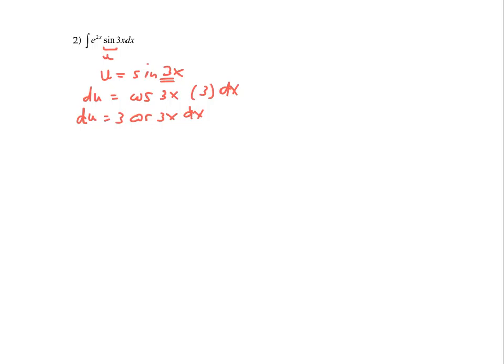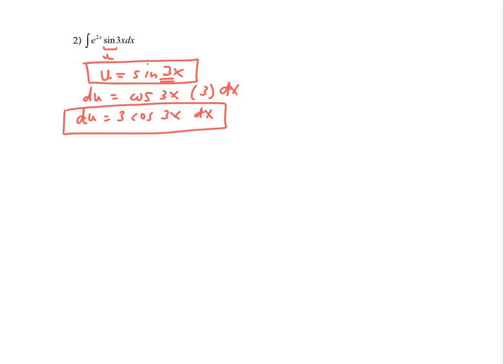I have a little bit of trouble writing with the stylus today. Let me try that again. So it'll be 3 cosine 3x dx. Okay, so there's u. Just going to highlight it so I can find it a little bit easier later. All right, the remaining portion of our original problem becomes dv. So dv would be equal to e to the 2x dx.